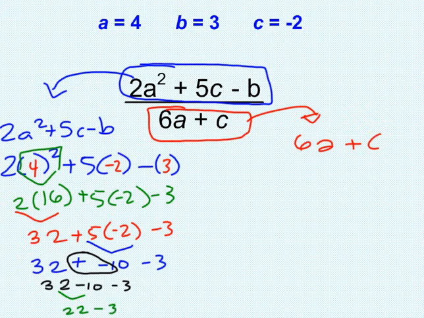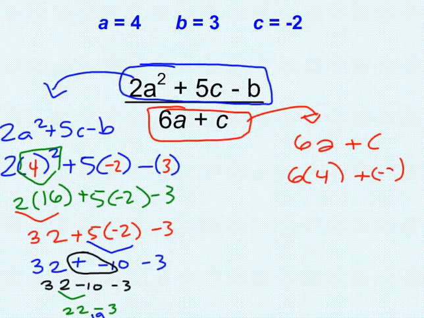When I do 32 minus 10, I get 22. When I do 22 minus 3, I end up with 19. All right, now remember, 19 is not your answer. 19 is the numerator. I now need to find the value for the denominator.